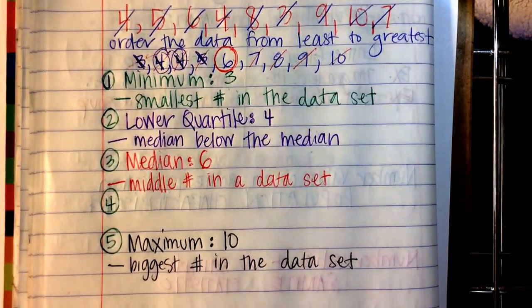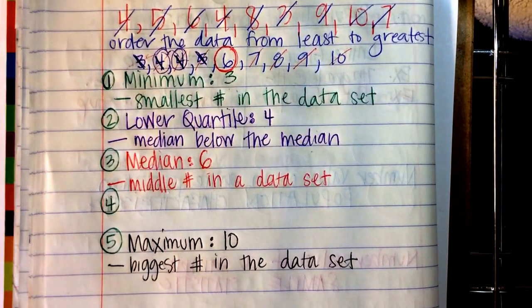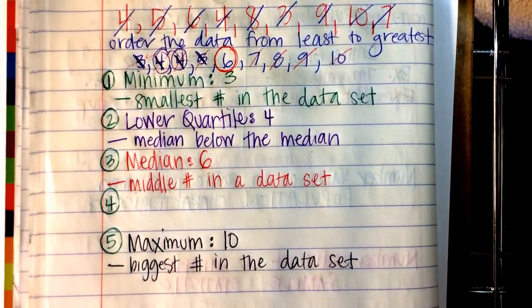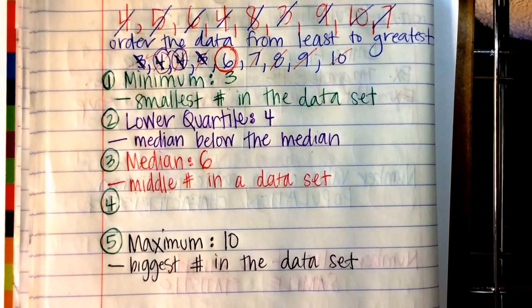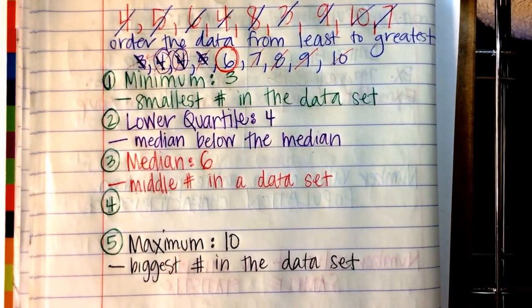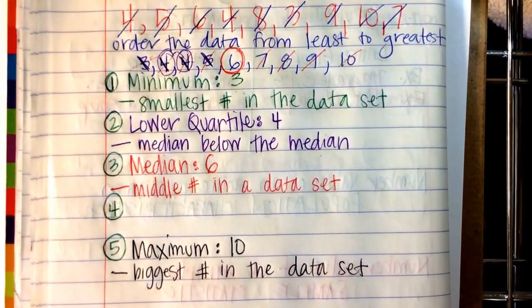So the first piece of data is the minimum. The second piece of data is the lower quartile. The third piece of data is the median. The fourth piece of data is the upper quartile.